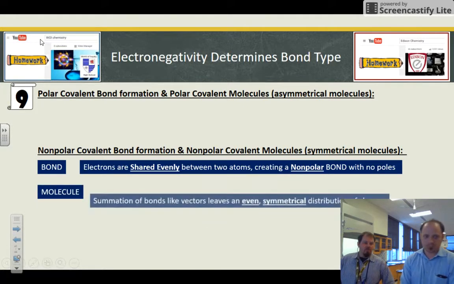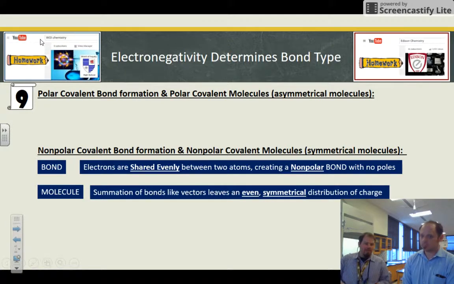Now, with a molecule, though, this is the summation of all the bonds like vectors, but now it's symmetrical. So if there's a pull in the down direction and a pull in the up direction, they cancel each other out, and same side to side. And if they cancel each other out all the way around, it's the same on all sides. There is no positive side or negative side. The trick is that the bonds within could still be polar. But if the polar down cancels out with the polar up, then the overall molecule is nonpolar, neutral, right? There you go.